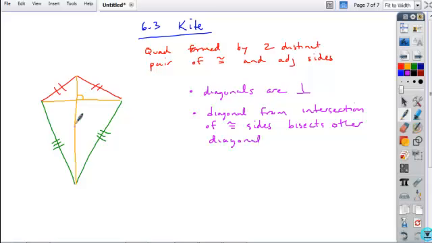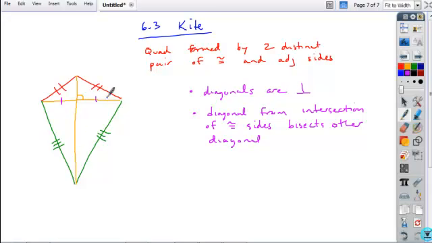And so when we draw this diagonal, the one that connects the intersections of the equal sides, it's going to bisect the other diagonal. Now, they're not mutual. They're not bisecting each other, because if they were, then what kind of shape would it be? A rhombus, right? So it is possible for a kite to be a rhombus, just like a rhombus can be a square, but it's not always going to be. So all you know is that the diagonal connecting the intersections of these congruent sides is going to bisect the other diagonal.